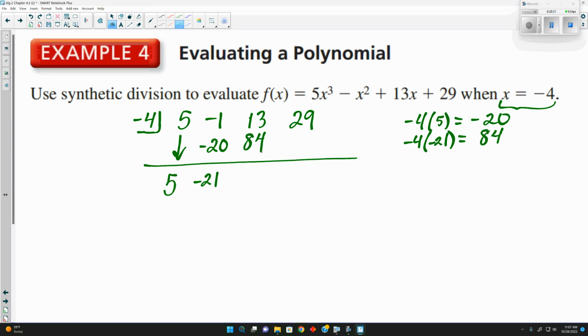Then we would add straight down, which gives us 97. Then we multiply 97 by negative 4, which will give us negative 388. And at this point here, again, we'll add straight down, which will give us negative 359. Okay. And that's what we got as our remainder, yes? Okay.